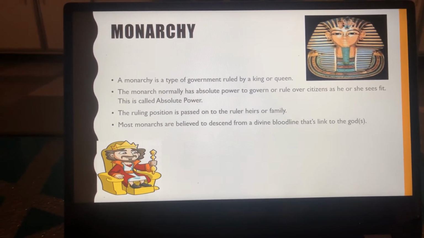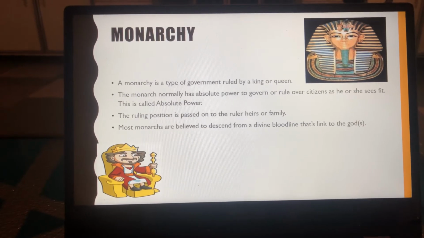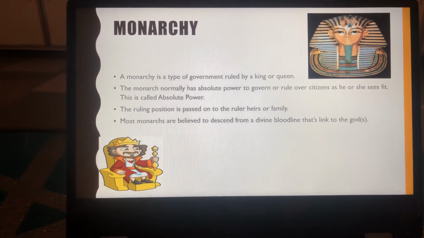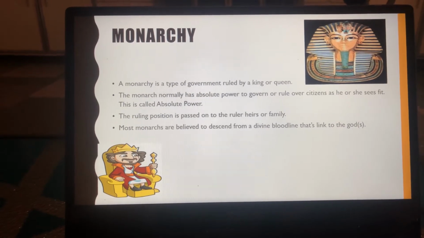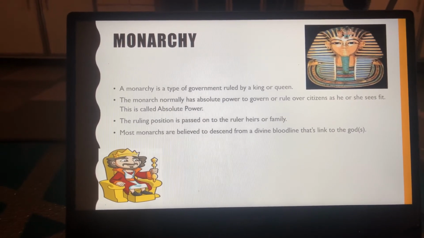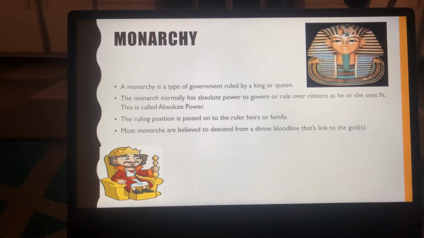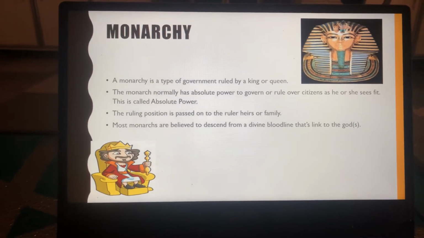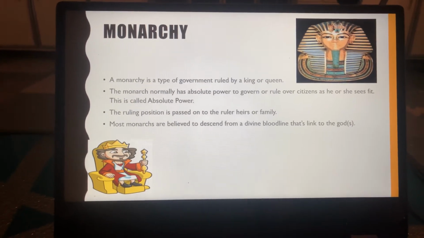Sometimes you do have constitutional monarchs where there are two different groups. You have a king or a queen, and they are responsible to adhere by and are regulated by a constitution. But that is a newer form of government. But we're talking about absolute power here.